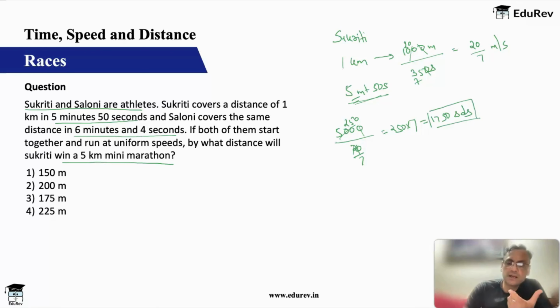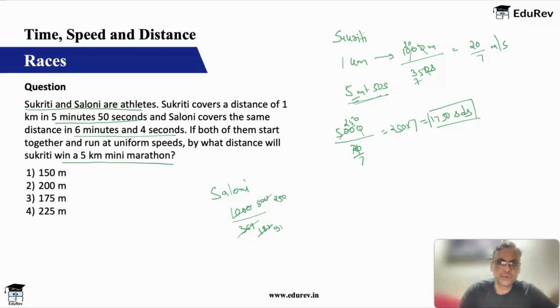Okay. In this 1750 seconds, how much will Saloni cover? Saloni has a speed of what? So if I look at Saloni now, she covers 1 kilometer, which is 1000 meters, in 6 minutes. 6 minutes is 360 and 364 seconds. Right, so if I cancel by 2, you get 182, you get 500, further 91, 250. I don't think we can simplify this any further. So Saloni has a speed of 250 upon 91 meters per second. Multiply that with 1750 seconds.